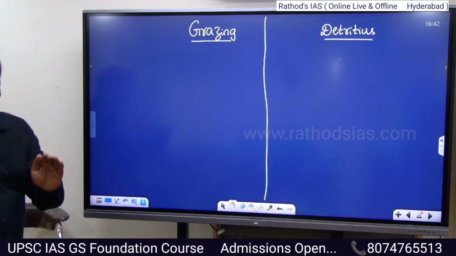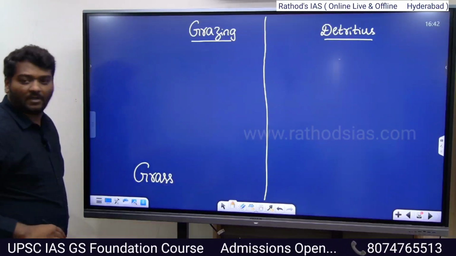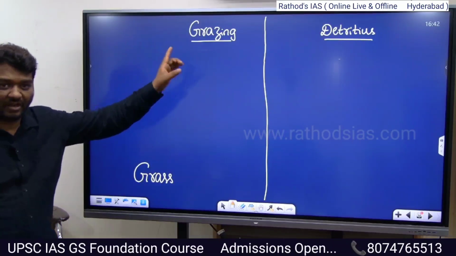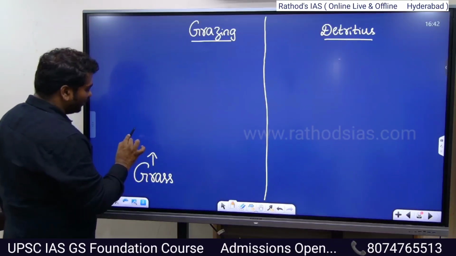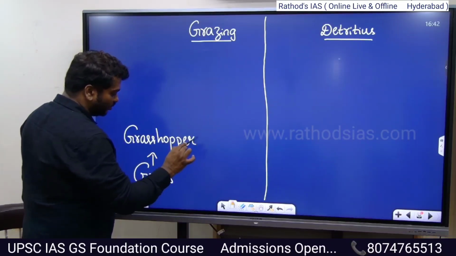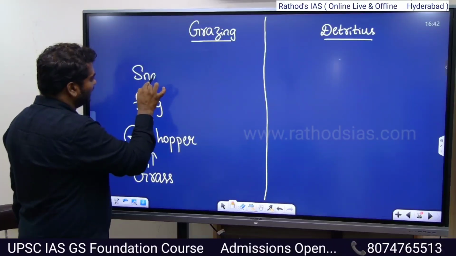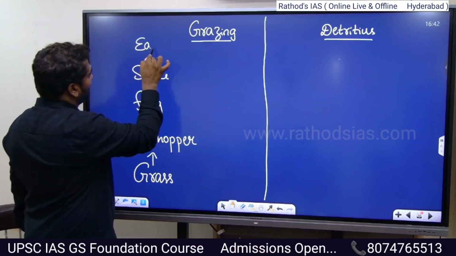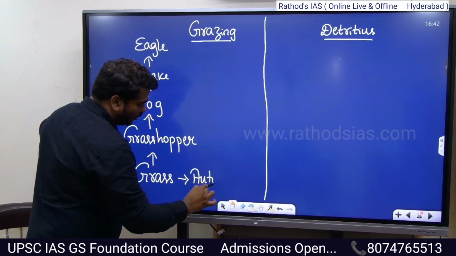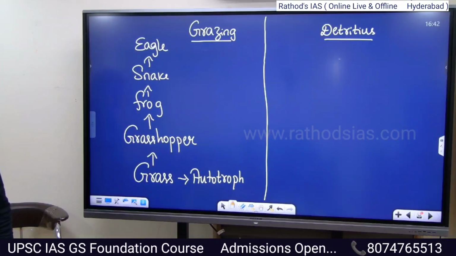See guys, grazing basically means at the bottom you should have autotroph, guys. At the bottom if you have autotroph, then it is called as what? Grazing food chain. For example, you have grass. Grass is consumed by what? Grasshopper. School days, guys. Grasshopper is consumed by what? Frog. Frog is consumed by what? Snake. Snake is consumed by what? Eagle. Correct? Guys, at the bottom, if you have autotroph, then it is called as what? Grazing. It is called as grazing food chain.